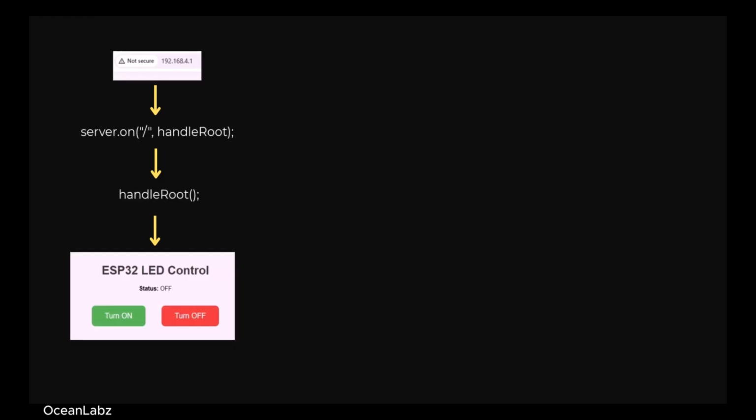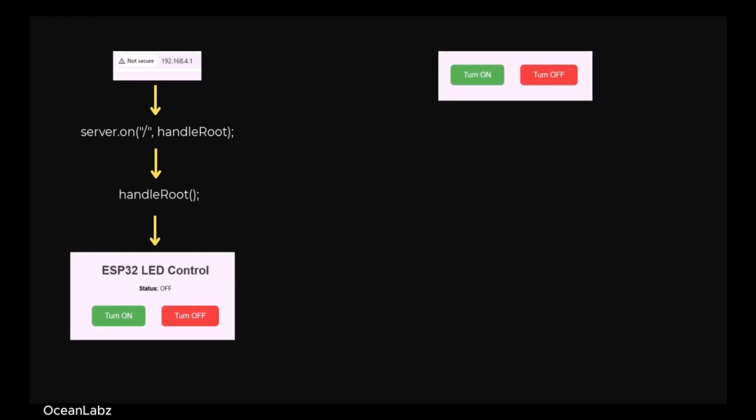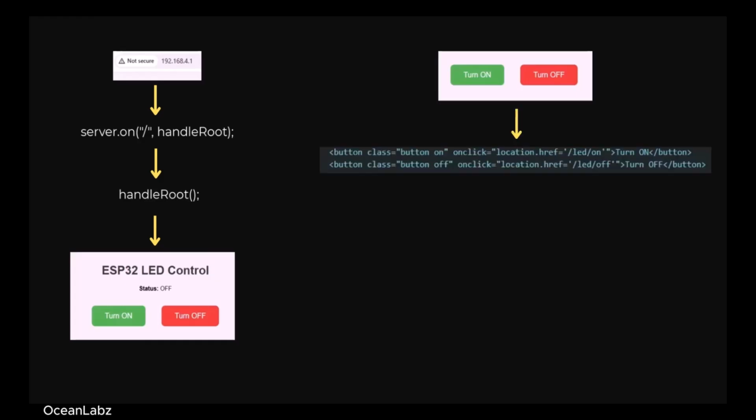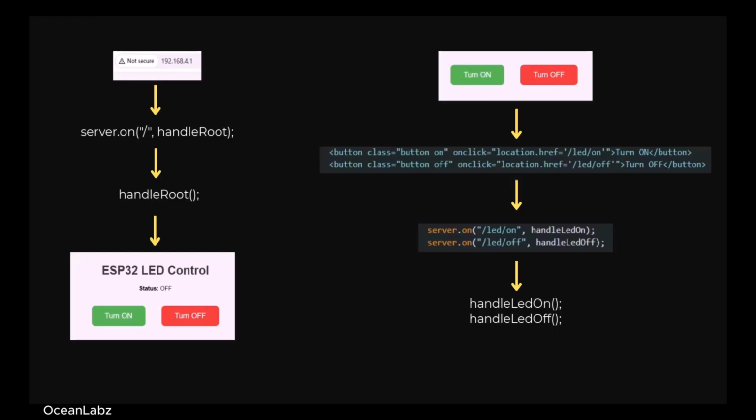Now, when the user clicks either the on or off button on the web page, the request is sent using these lines in the HTML. Yep, these right here. Basically, those lines tell the browser to visit either the LED on or off URLs, and that, in turn, triggers these route handlers. Each of these functions does three things: turns the LED on or off, updates the LED state, and then reloads the HTML page to reflect the new status.